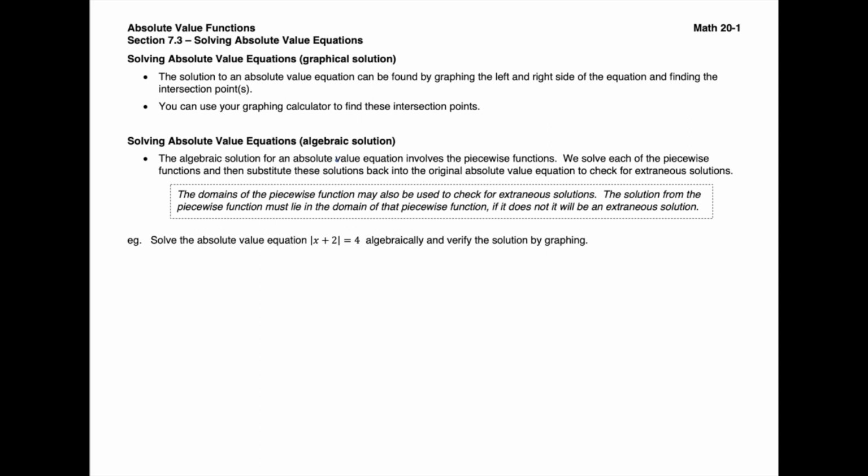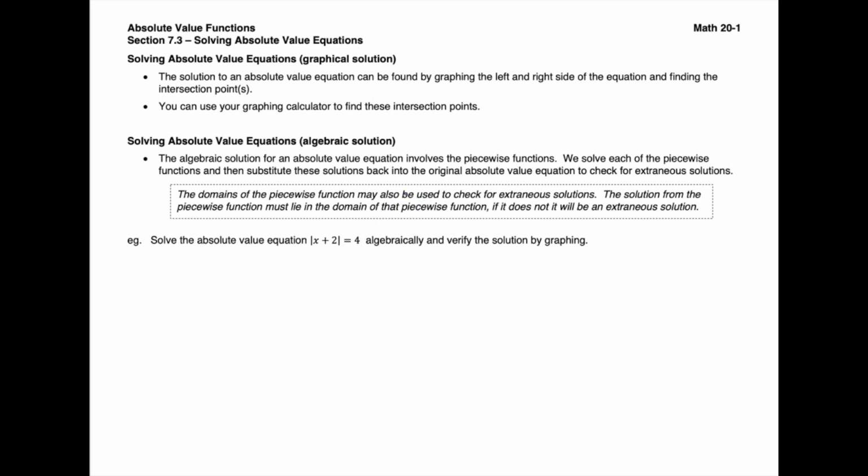And what we're going to look for these ones here is we're just going to take both of those cases, we'll solve for each. That'll give us then two potential solutions, and then we'll check for those ones back into the original to see if they are real solutions or if they're extraneous. Now we can also use the domains of the piecewise functions to check for extraneous solutions, though this is typically going to be a longer way of doing this.